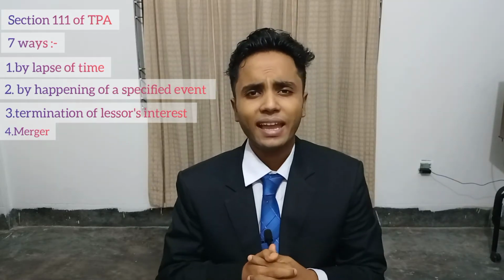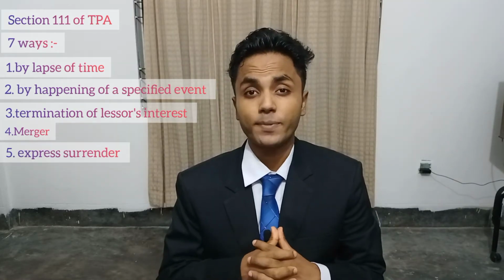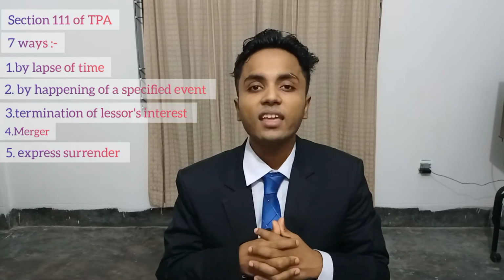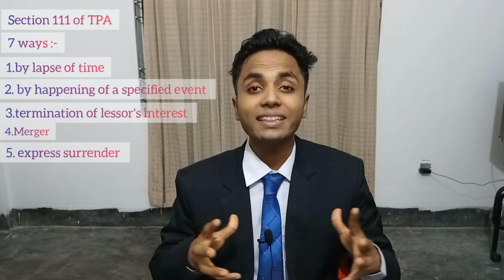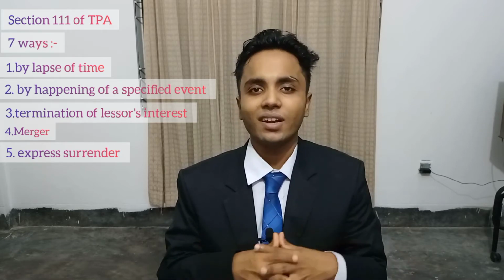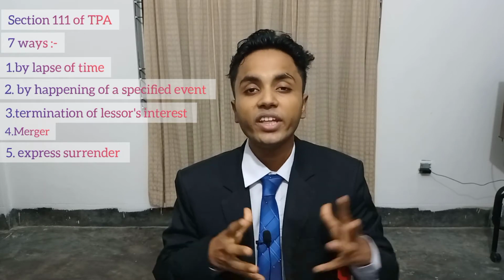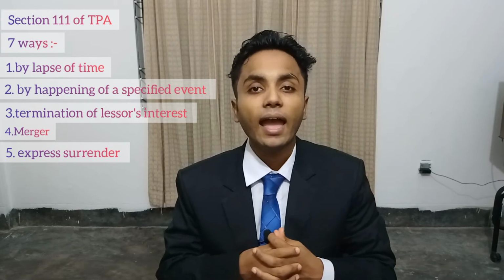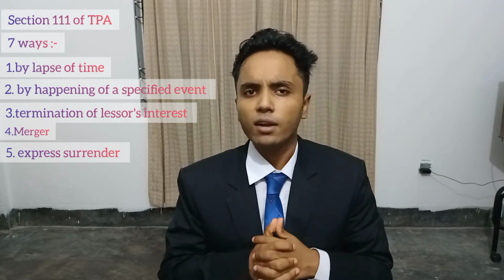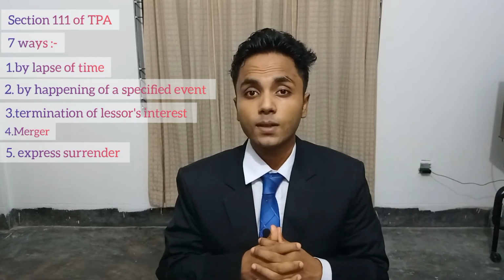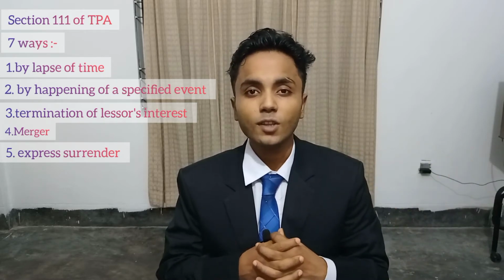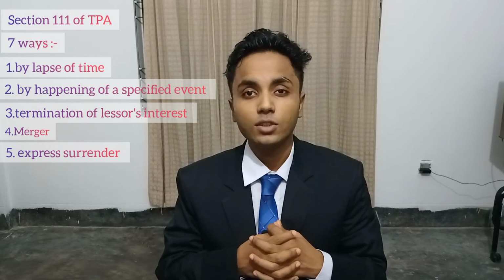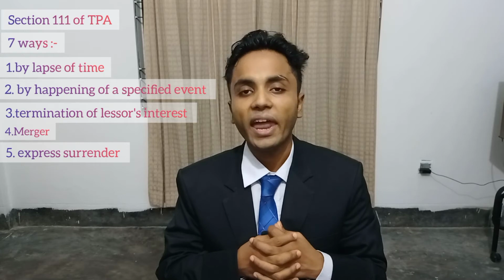Then the fifth way a lease can be terminated is express surrender. Express surrender is when the lease is determined by an agreement between lessor and lessee. Then it will be said that the lease is determined by an express surrender. Here delivery of possession is also necessary. Only by agreement, if the lease is determined, then it will not be enough.